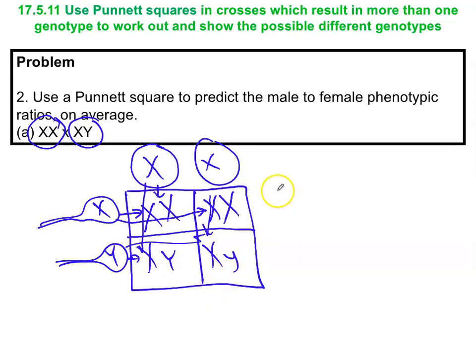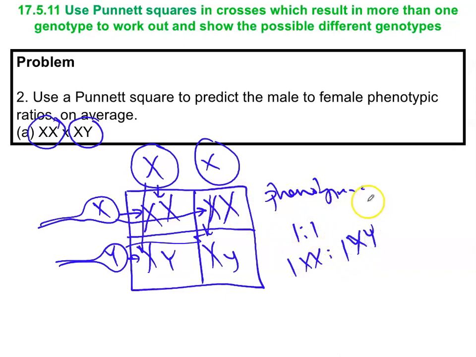So when we talk about the phenotypic ratio here, it's definitely a 1-to-1. There's a 50% chance that you're getting a female and a 50% chance to get a male. Globally, the population of the world should be almost equal between the genders: 50% male and 50% female.